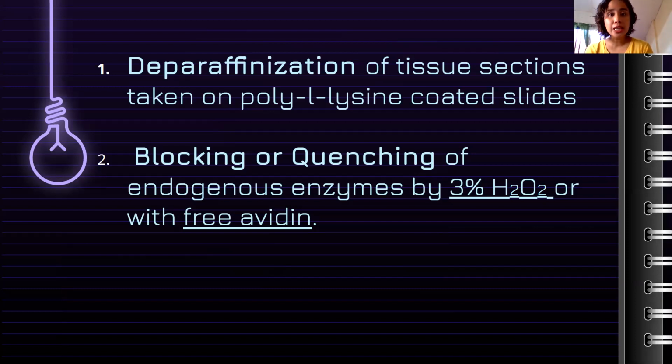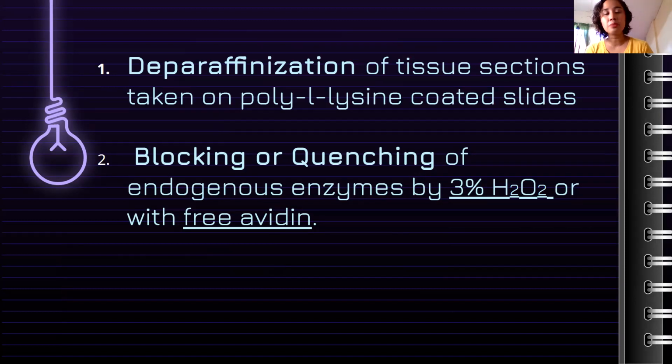So after processing our tissue sections, they are on a slide already, right, coated with poly-L-lysine. That is the adhesive for immunohistochemistry. So remove the paraffin through addition of xylene or melt it out. And next is blocking or quenching of endogenous enzymes. So class, these endogenous enzymes could cross-contaminate.